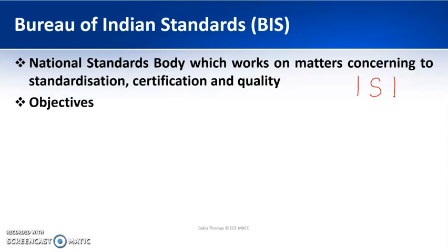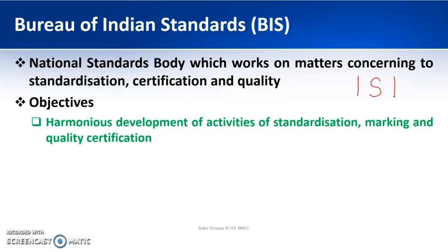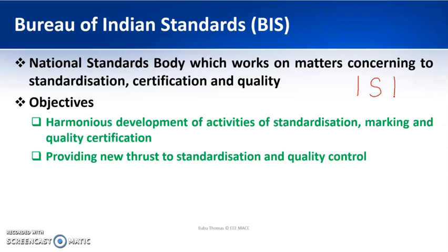Now, the major objective of the Bureau of Indian Standards is to have a harmonious development of activities of standardization, marking, and quality certification. The ISI mark is a mark which is given based on the quality of that particular product, which ensures that it has followed all the standards related to standardization while manufacturing that product. It also provides a new thrust of standardization and quality control.